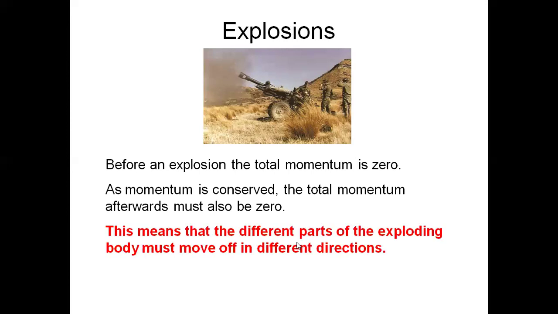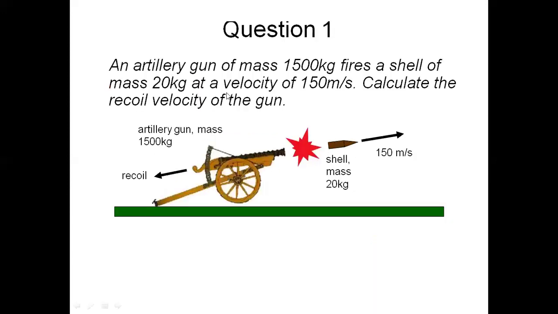This means that the different parts of an exploding body must move off in different directions, for the momentum to be conserved, because total momentum is 0. It means one body should move after the collision. For the answer to be 0, the momentum of the cannonball should be equal to the momentum of the cannon. One has to have positive momentum and one has to have negative momentum. Then the answer will be equal to 0. This is a numerical example.